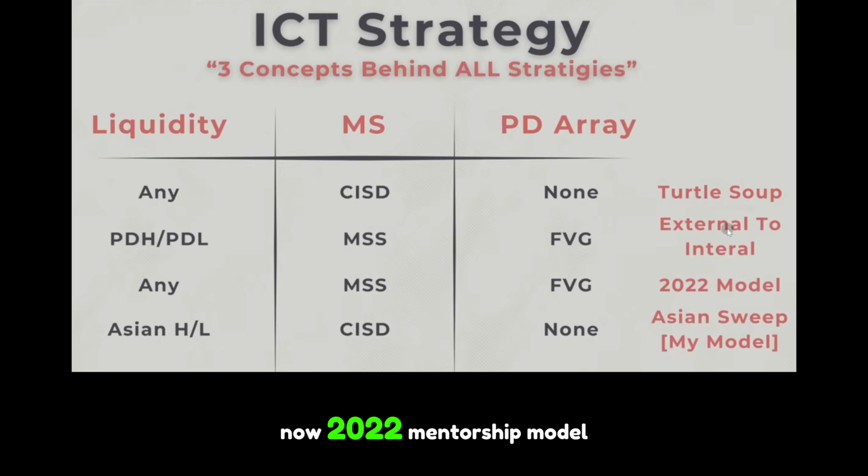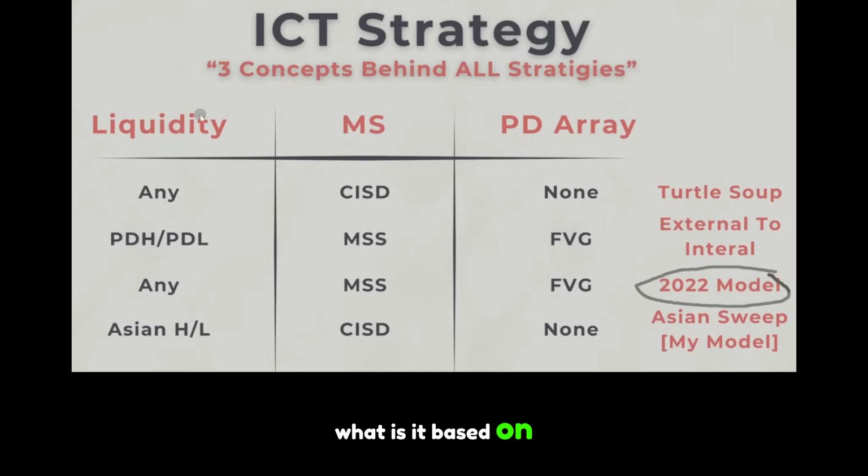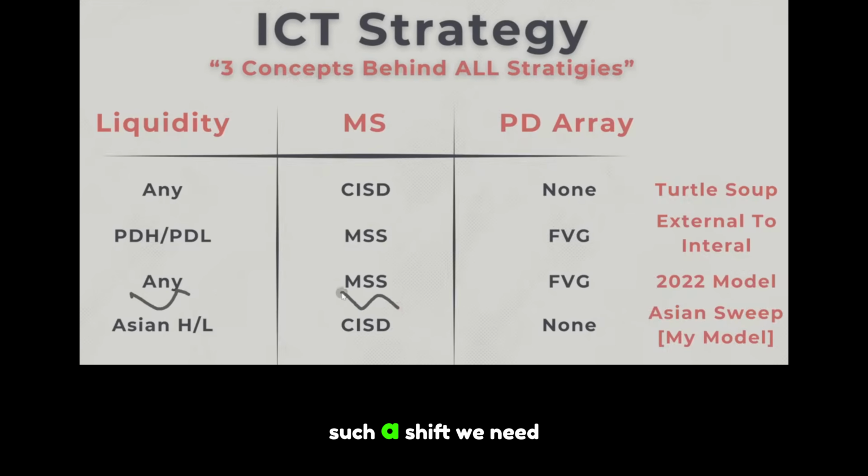Now, the 2022 mentorship model, that's one of the most famous and popular setups, right? What is it based on? Any liquidity level, a market structure shift, we need it, and then a fair value gap. That's simply what a 2022 mentorship model is. Now, I'm not saying, oh, look at those three things only. That's why we need to perform top-down analysis, and that's what this video is about. It's about a whole strategy that is based on top-down analysis, based on liquidity, based on market structure, based on PD arrays.